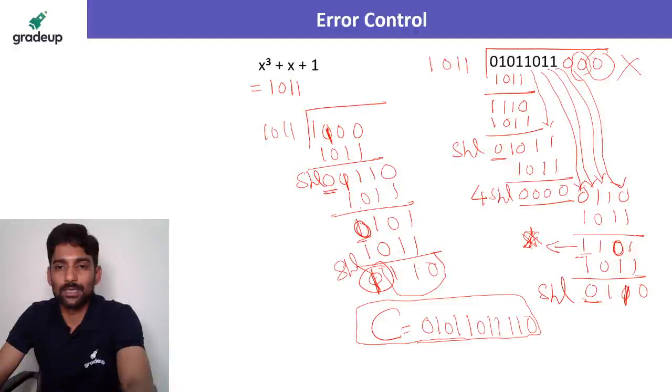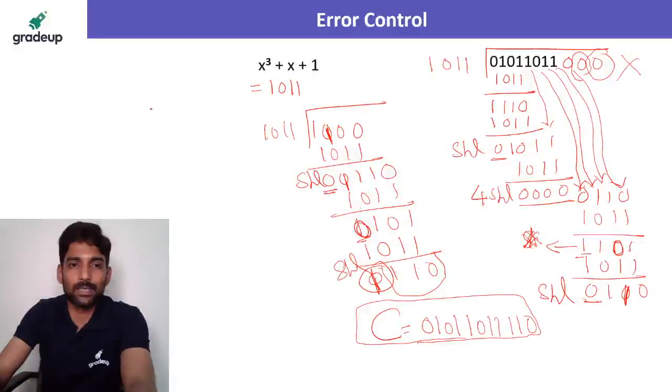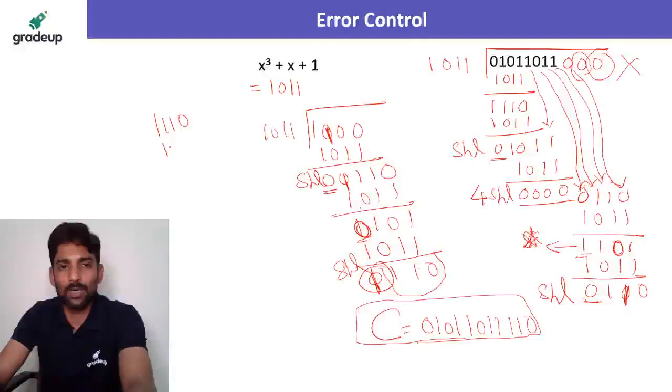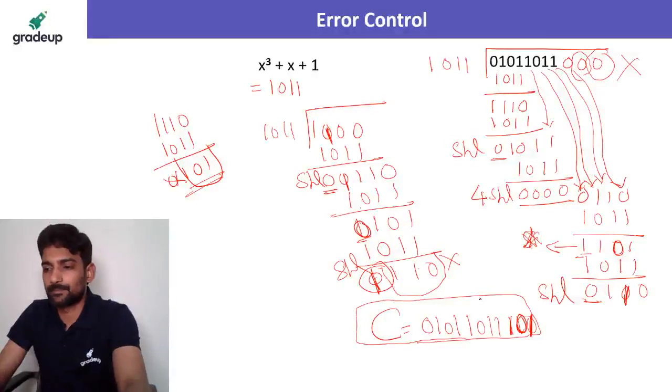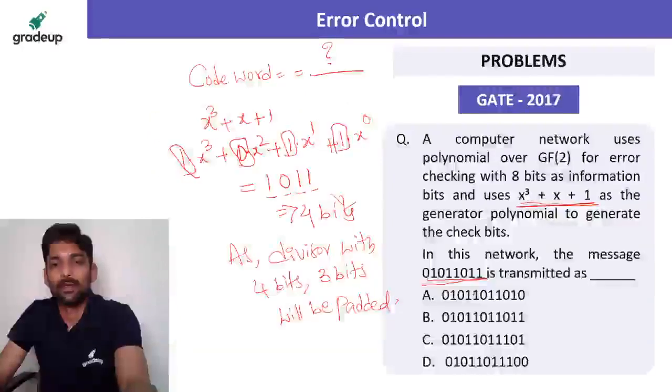1, 1, 1, 0, 1, 0, 1, 1, 0, 1, 0, 1, 0, 1, 0, 1. Yes, guys, not 1, 0, 1. This would be 1, 0, not 1, 1, 0. This would be 1, 0, 1. Yes, yes. So you can see option C is correct.